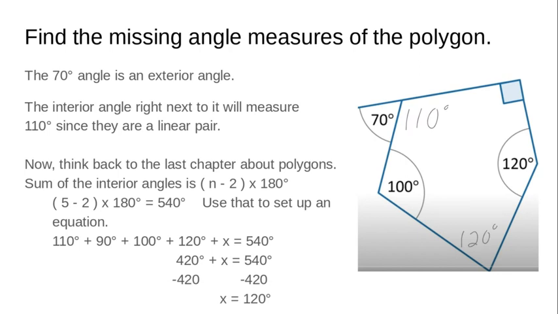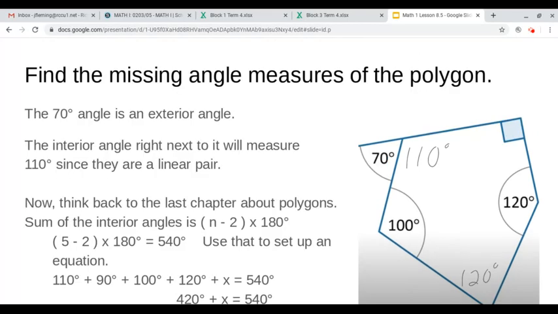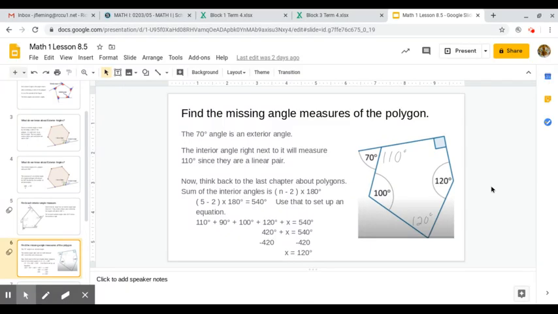So that's the idea of what you're going to be doing today. It's not a super long lesson, but you'll be taking each of the polygons and the exterior angles, finding the interiors, finding some of the interior missing measures based on the exteriors. Come back to the reference sheets if you need them. Come back and watch the notes again if you need to, but do your best and let me know if you have any questions.